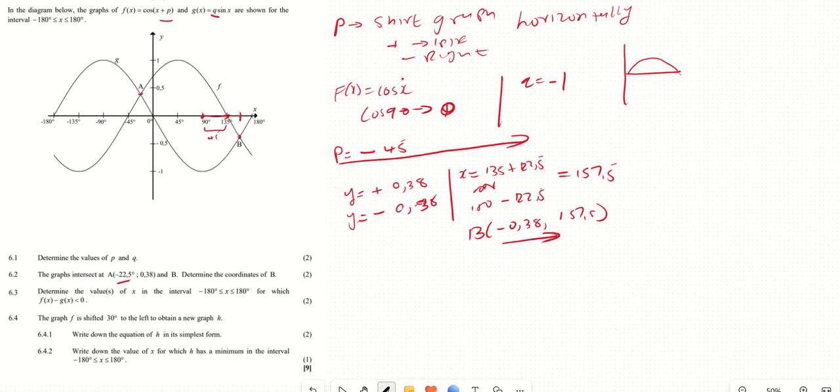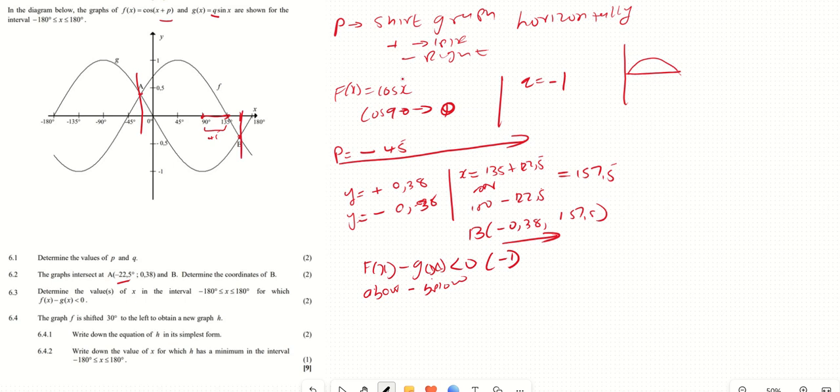So now 6.3. Determine the values of x for which f of x minus g of x is less than 0. Less than 0 means negative. How do we get negative? If g is greater than f, meaning that f should be below g. Where is f above g? Let's focus on the points of intersection. These are the points of intersection.